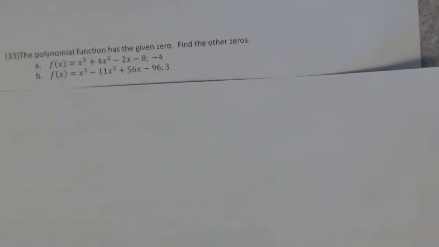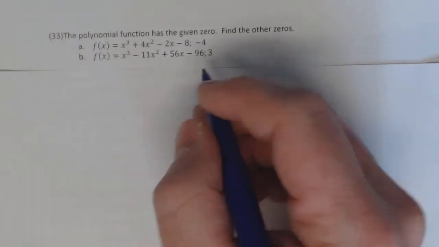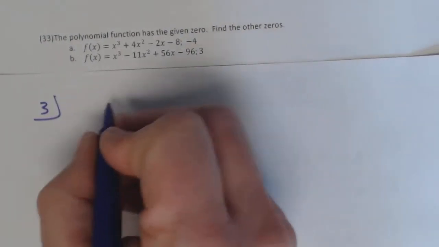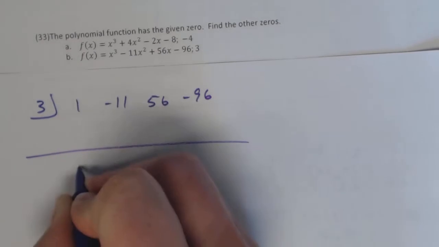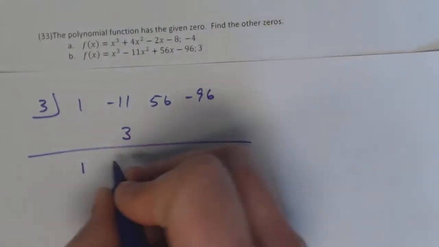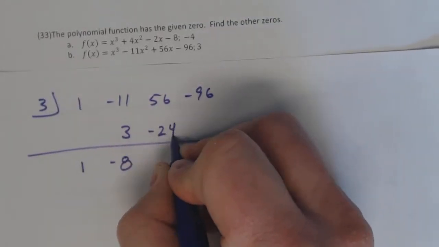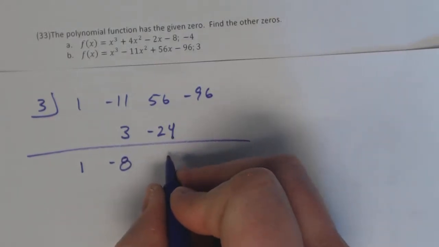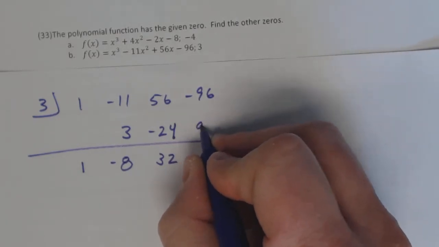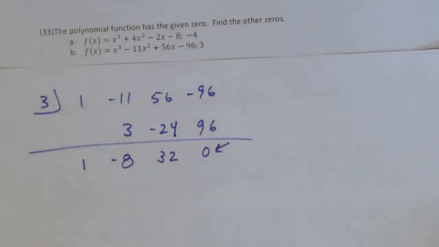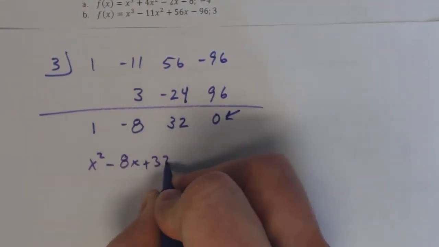Alright, so what's part B say? Okay, the degree is 3, so I'm looking for 3 zeros, hopefully. They tell me 3 is a 0. So let's go ahead and use synthetic division here. 1, negative 11, 56, negative 96. Bring down the 1, multiply. We add, so that'd be negative 8. Multiply, negative 24. That'd be 32. 3 times 32, 96. 0. You're supposed to get a 0 right there. So this would be x squared minus 8x plus 32.